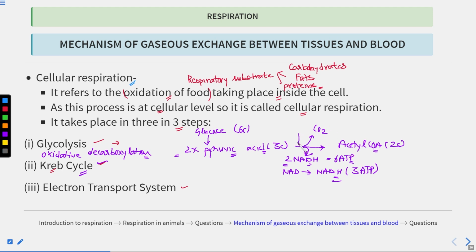Here, one more thing happens. There is an addition of the acetyl coenzyme A. So coenzyme A is also added. And finally, what do we get? Acetyl coenzyme A. Now, acetyl coenzyme A can take part in the Krebs cycle. Clear?